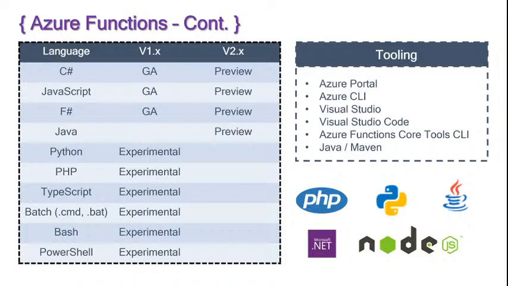So anything that is experimental, as you can see, Python, PHP, is not supported and might be abandoned. It's just like they are trying it out. If it makes it, it will be in preview and then it will move to general availability. But as of today, C Sharp, JavaScript, and Java are all generally available, even in version 2 of Functions.